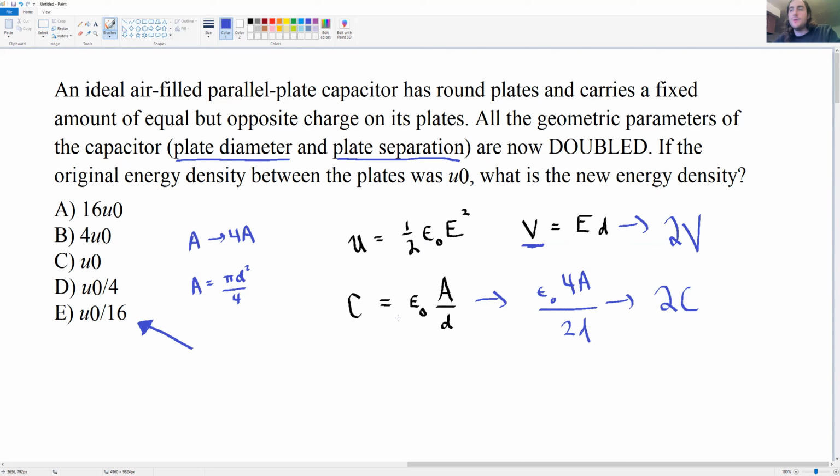So what we need to do now is figure out how the energy density is going to change. Excuse me, I think I said the electric field does not change, but the electric field changes. Otherwise, we wouldn't have a change in U here. So actually, forget what I just said here. Oops, not true.